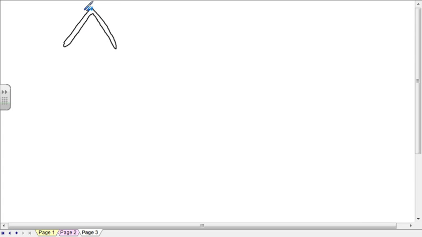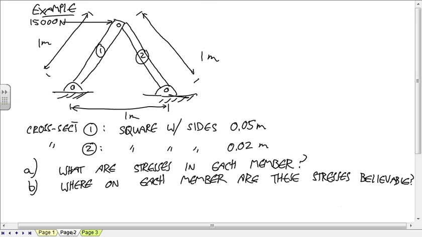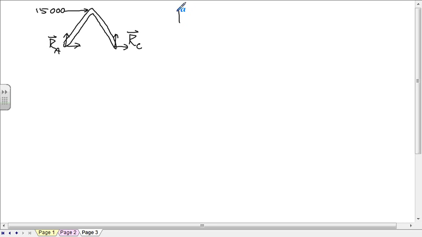So free body diagram of the whole thing, we have 15,000 there. And then we have, I'll call this RA and RC. And I'll put the coordinate system origin here. And now we can set up that table. So the point where the force is applied, the about point, row vector, force, and moment.